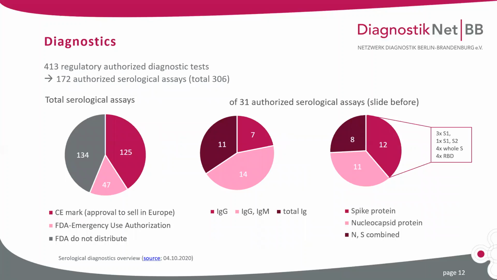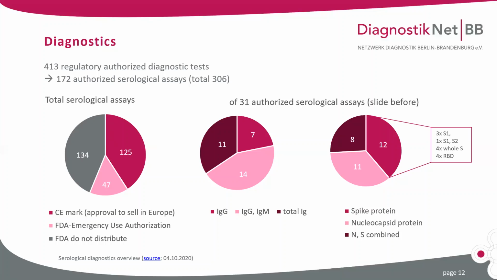Just to go a little bit more into detail, from the now known more than 400 authorized diagnostic test kits, 170 are authorized as a serological assay system on different platforms, therefore the difference in number. And of all of these, if you take the total one, then 125 have a CE mark and approval to be sold in Europe. Only 47 have the emergency use authorization from the FDA, and the FDA tells about 134 not to be distributed. And if you go to the right side of the picture, you see two diagrams as well.